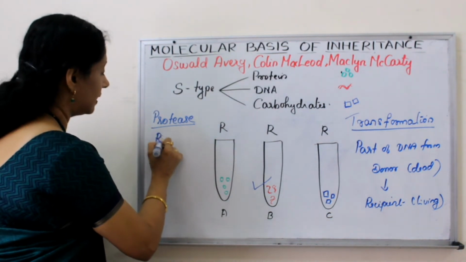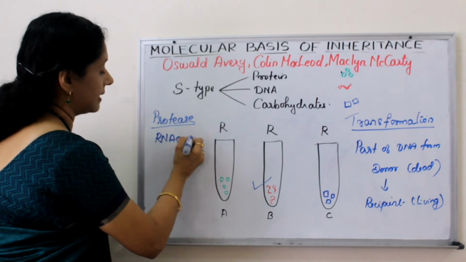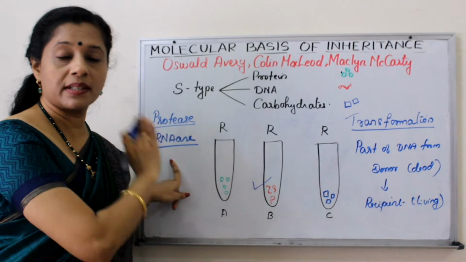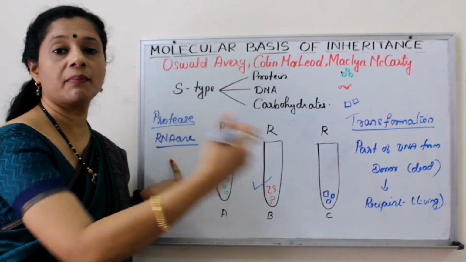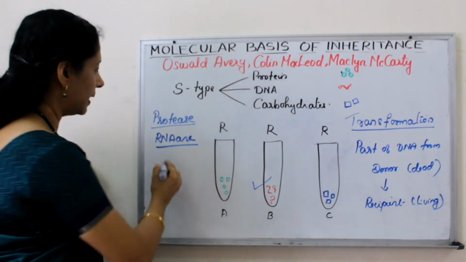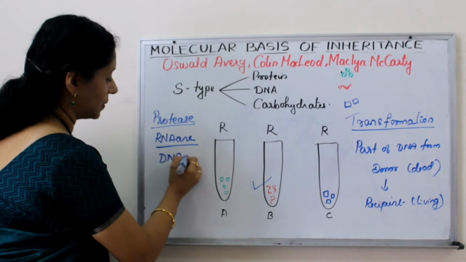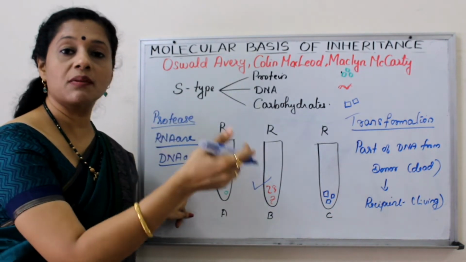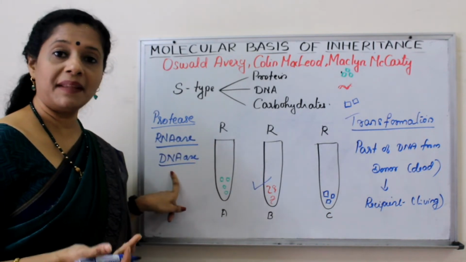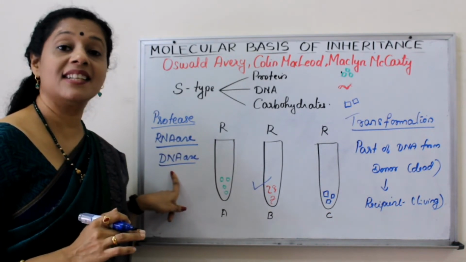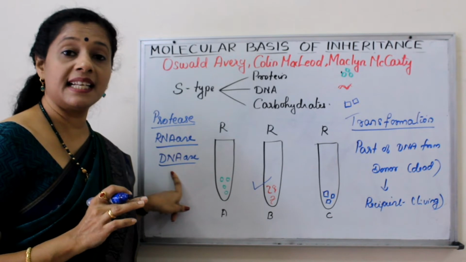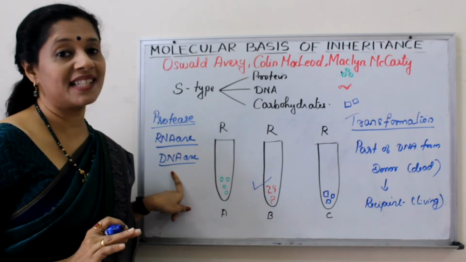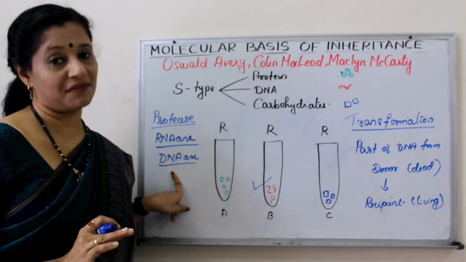Then they added RNase enzyme. So RNA was removed but the transformation still took place. But when DNase enzyme was used, DNA was digested and the transformation did not happen. So from that they concluded DNA is the genetic material, the transforming principle. But still, not all biologists were convinced by this confirmation.